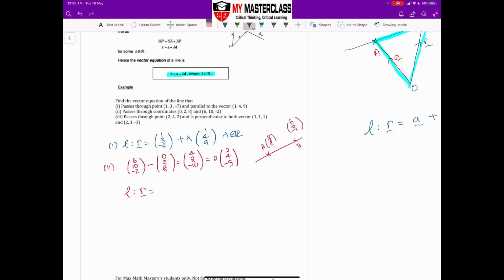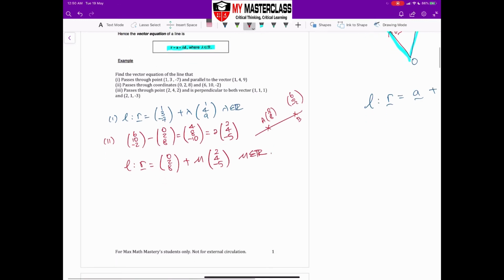So let's say we use (0, 2, 8), a point that lies on the line, plus, since I already used lambda in part 1, I'm going to change my variable. I'm going to use mu here: μ(2, 4, -5). Do remember that mu is an element of the real numbers. Now the last one, part 3: the line passes through the point (2, 4, 2) and is perpendicular to both the vectors (1, 1, 1) and (2, 1, -3). So I have a point, which is (2, 4, 2).